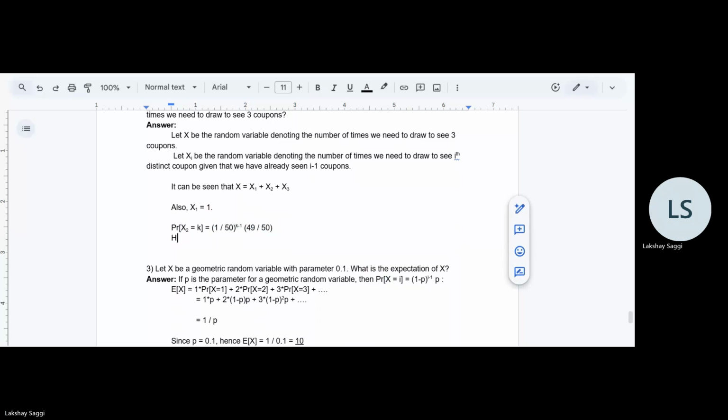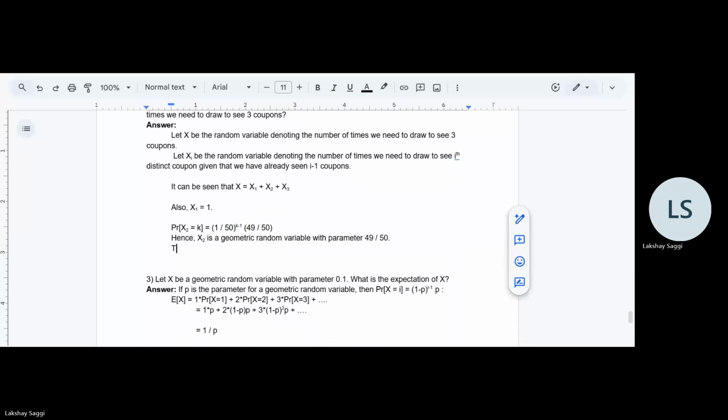So hence x2 is a geometric random variable with parameter 49 over 50. This implies that the expectation of x2 will be nothing but 1 over p, which is just 50 over 49. So I hope this makes sense.